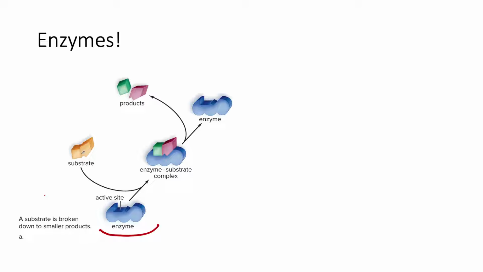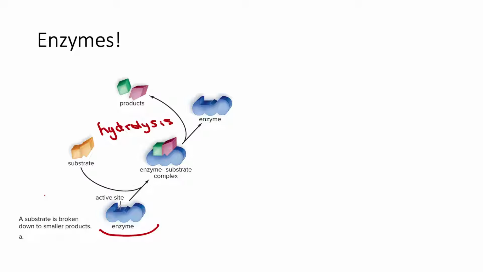And in this particular reaction, we're going to take the substrate and break it down into two products. So we're taking something big and breaking it down into two smaller things. Remember that we have already learned the name for that, and it is hydrolysis. So when you break down something big, like a macromolecule, into something smaller, like a monomer, it's hydrolysis, and the thing that's helping us do that is the enzyme.